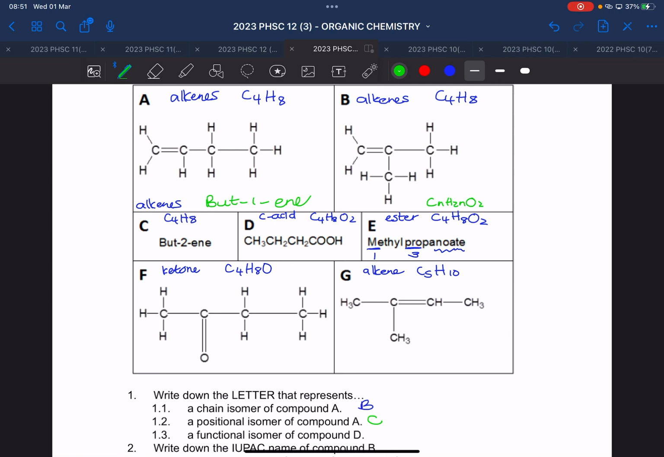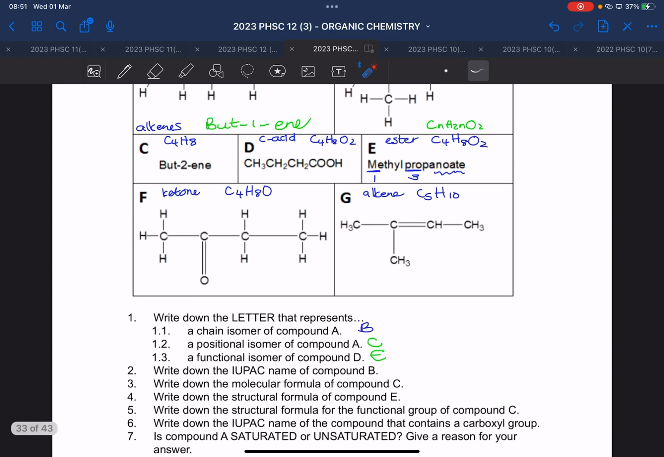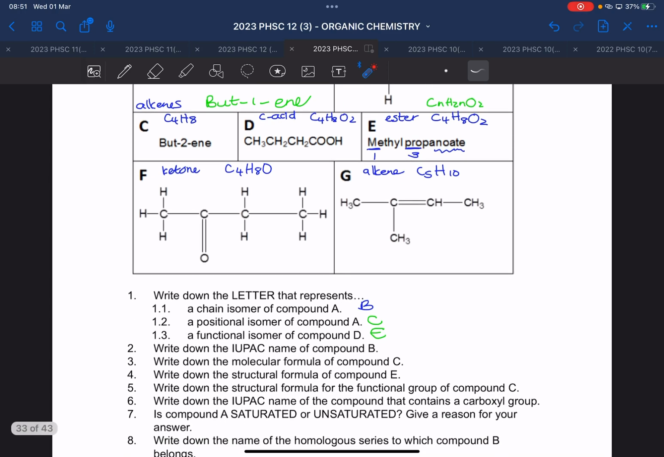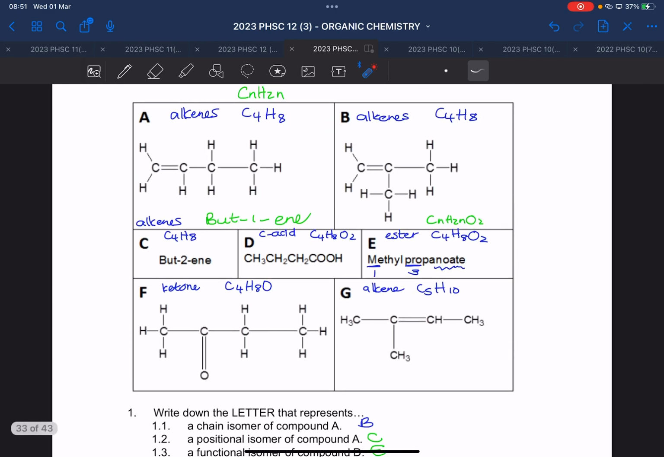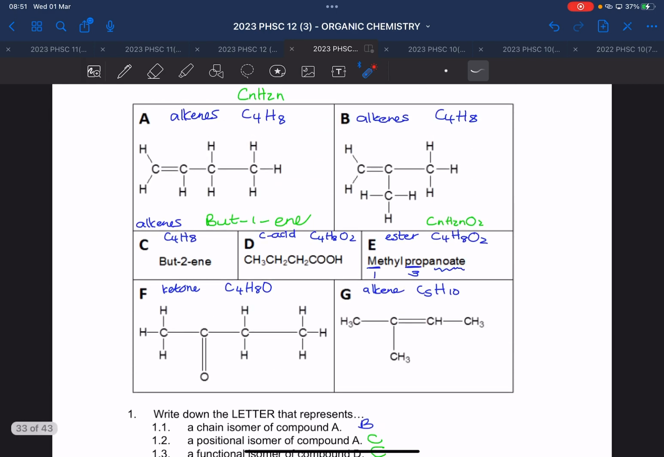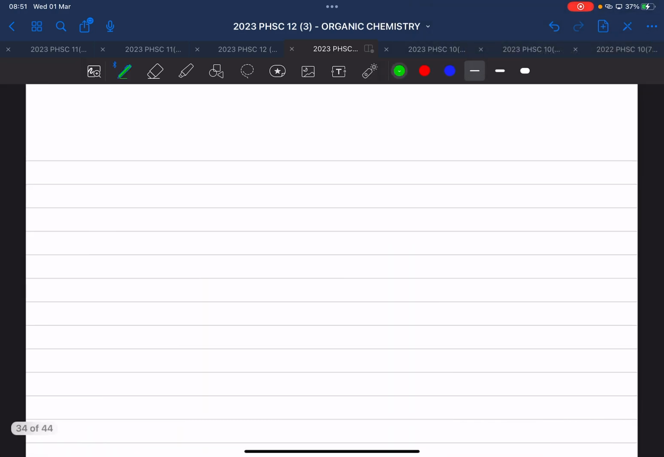Then they want the functional isomer of D, Liakwe. You said E is correct, because they are isomers, they have the same molecular formula. This one is a carboxylic acid, this one is an ester, so their functional group differs. Right, and then write down the IUPAC name of compound B. Okay, so what I want to do, and here I'm going to start now here.